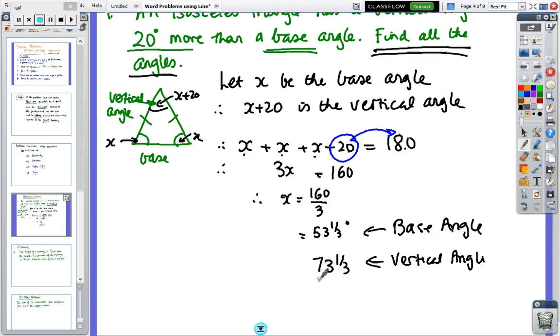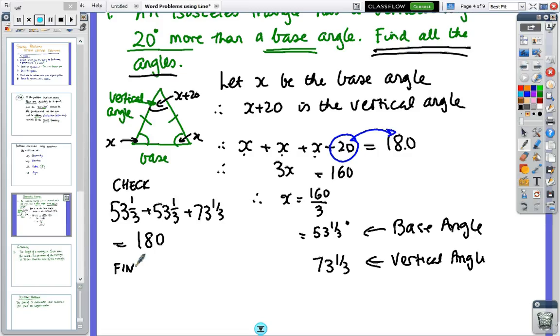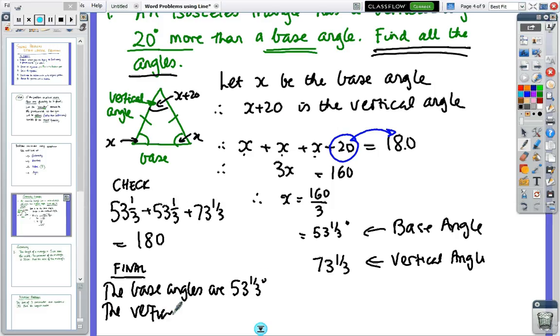Okay, so now I can check all those answers. So this is the check: 53 1/3 plus 53 1/3 plus 73 1/3. If you put that in the calculator, you get 180 degrees. And so to finish it off, finally, the base angles, plural, are 53 1/3 degrees, and the vertical angle is 73 1/3 degrees.